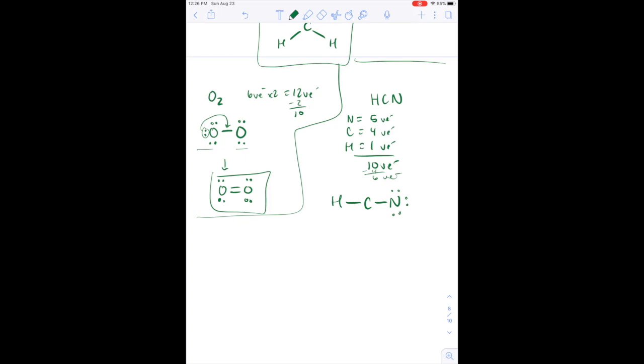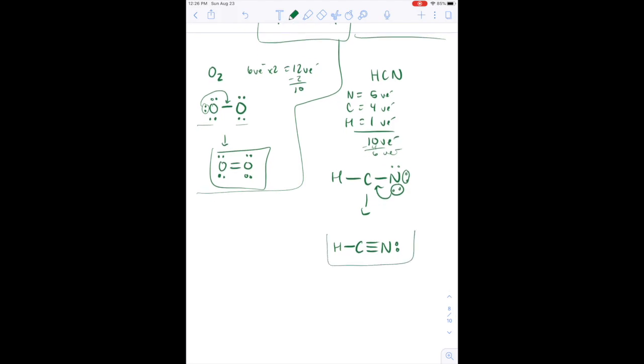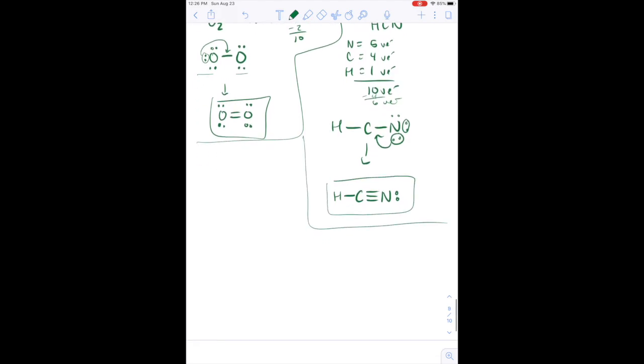But carbon's not happy. He's only got 4 electrons around him. So what we want to do is kind of think ahead, right? And use these 4 electrons right here, the 2 lone pairs, to make 2 more bonds. So what we've actually made is a triple bond, and now carbon, nitrogen, and hydrogen are all happy, and that's the structure of cyanide gas.